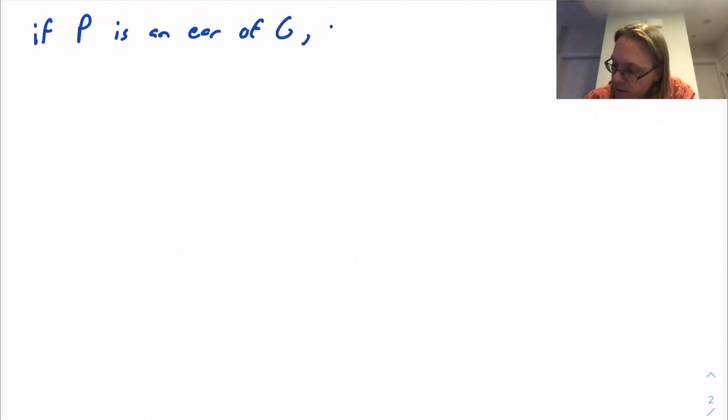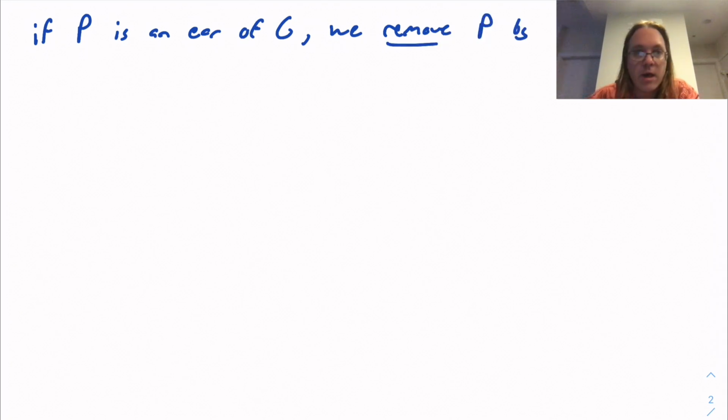So if P is an ear of G, then we remove P by what? Well, here's what we're going to do. I'm going to delete all the edges of P from my graph G. And if you do that, what is this now? What's going on? Well, if the path P was just length 1, then okay, you just got rid of the one edge and now you're done.